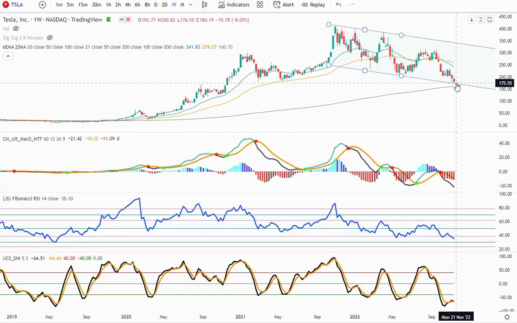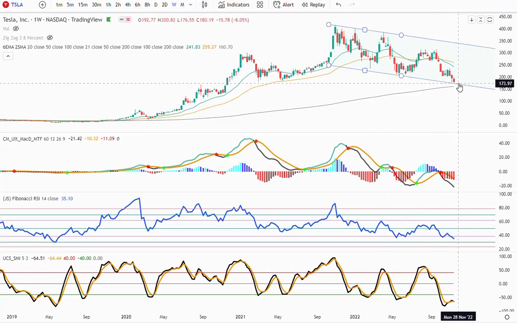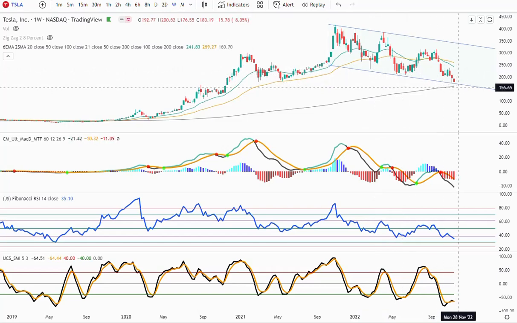The bottom of the channel would be, depending upon where I connected, because it's downward sloping, somewhere around, say, between 170 and 175, depending upon where I touch it. But the point is, it's now getting to the bottom of this channel. So it would be interesting to see if there is any reaction at this channel.